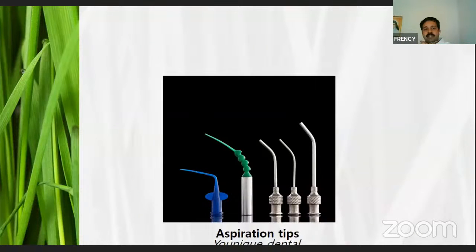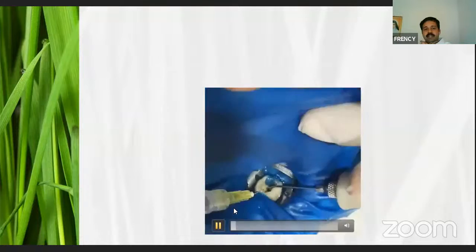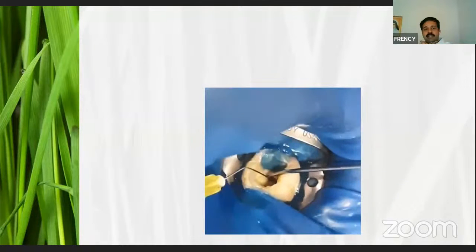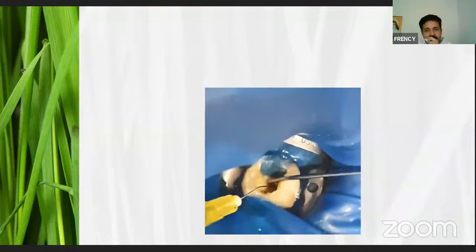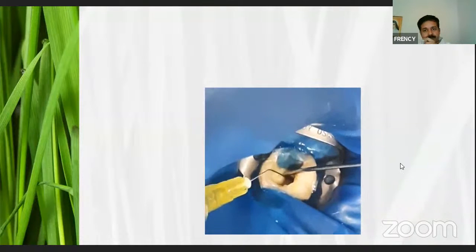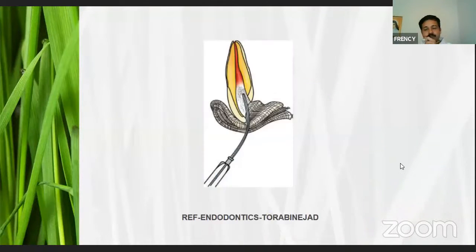Then these are some of the endo aspirator tips. They are very useful. They prevent the irrigant from flowing out of the pulp chamber, so that the patient won't feel any taste difference. Metallic aspirator tubes are available. Then if you are not using rubber dam, you can use them.